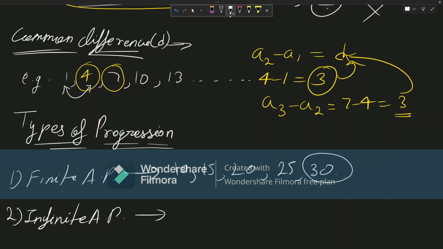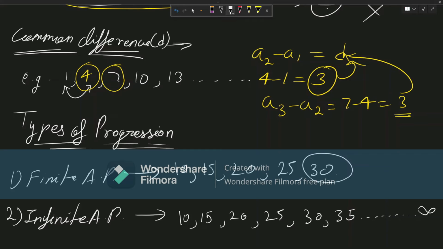But in case of an infinite AP, suppose we take the same sequence 10, 15, 20, 25, 30, 35 and so on. If they have given dots like this, that means the numbers are continuing infinitely. So that's the basic story about finite AP and infinite AP. Mostly they don't ask about finite and infinite AP because it is so easy, but just for general knowledge.